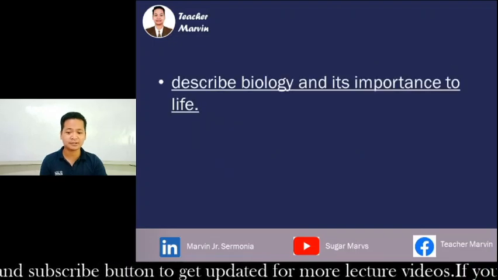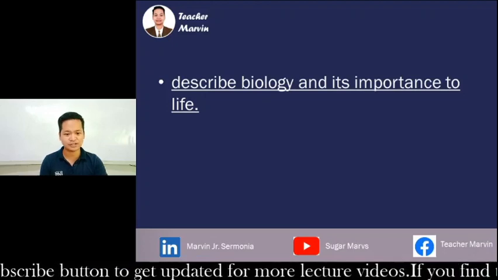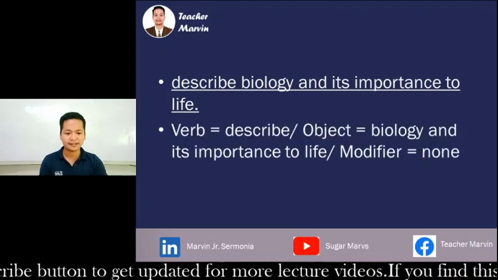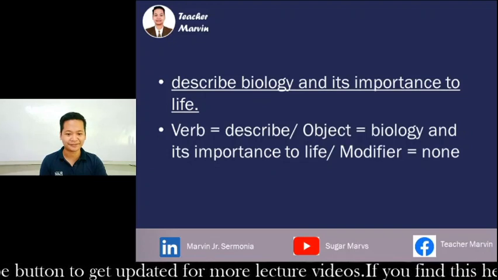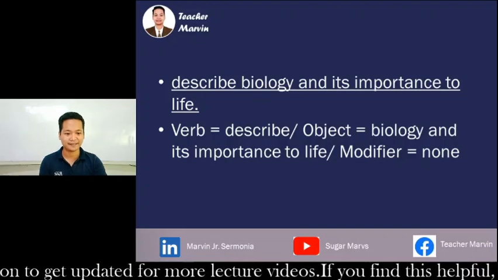Another lesson objective, describe. Ang describe naman po, it's more of cognitive aspect. Okay? Describe what? Biology. What's the modifier? Wala pong modifier. Okay? Its importance to life. Okay? Ayan.